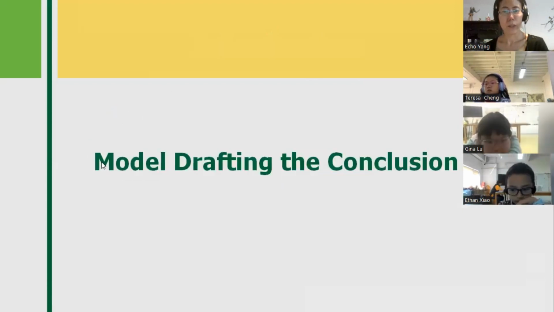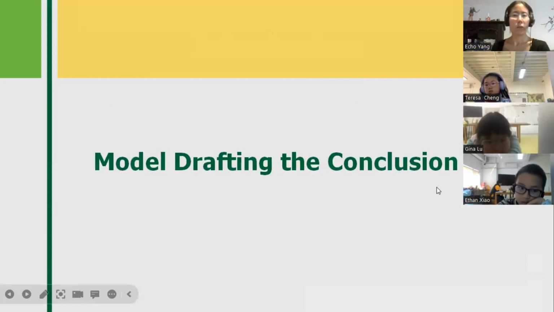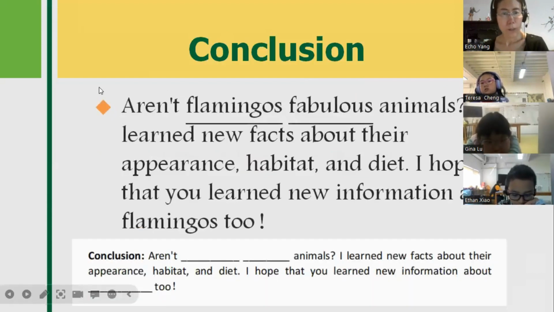So next, we are looking at the conclusion. So what are we going to do in the conclusion part? We need to sum up the research, and then we need to call to action. Like in "Flamingos, Fabulous Animals," we can sum up: this research report is about how fabulous flamingos are. I learned new facts about their appearance, habitat, and diet. And then I call to action: I hope that you learned new information about flamingos too.